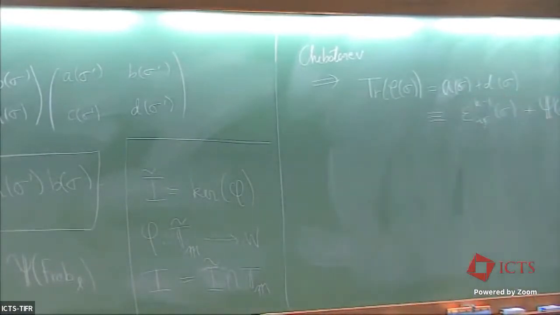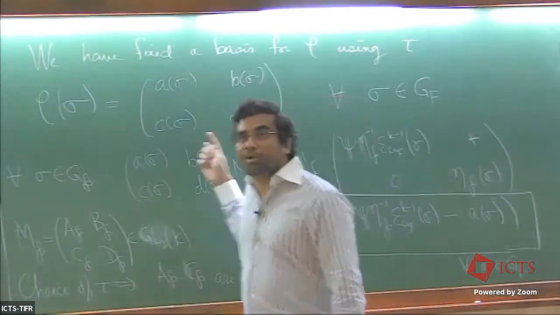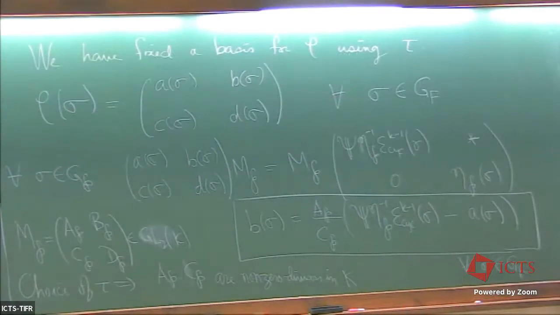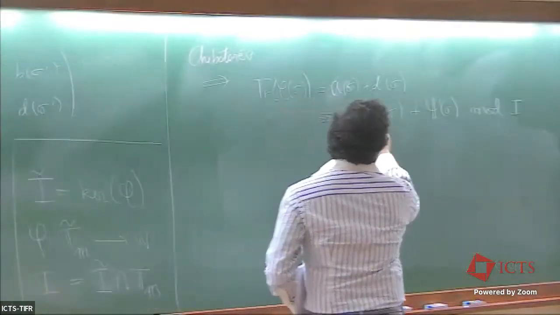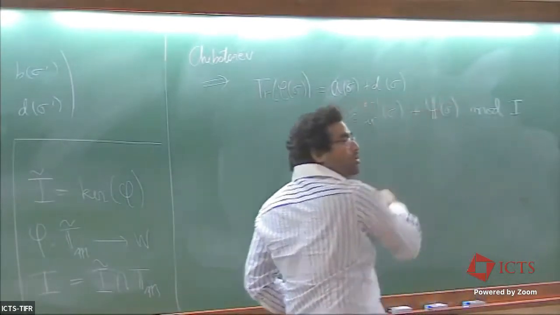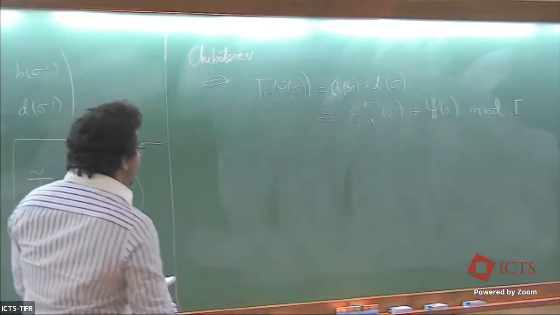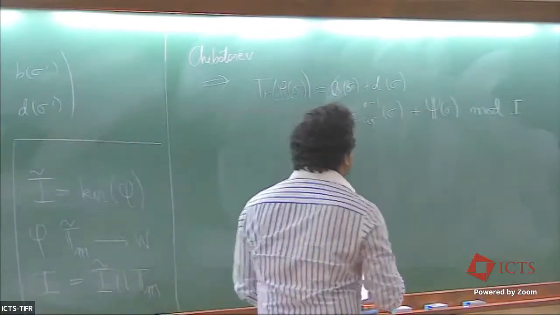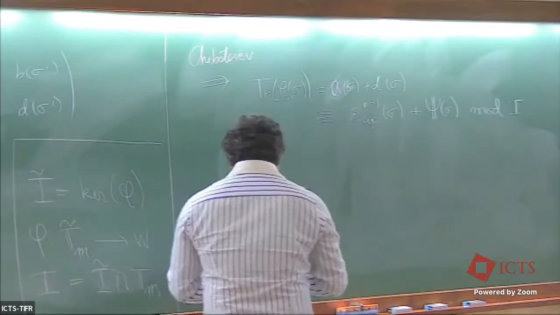Maybe this should be clear that these A, B, C, D are entries in K. So A, B, C, and D are a priori entries only in K. But now I'm going to show you that A and D are actually inside Tm. So the trace is inside Tm, and in fact the trace is congruent to this thing modulo I. So I can talk about these congruences.